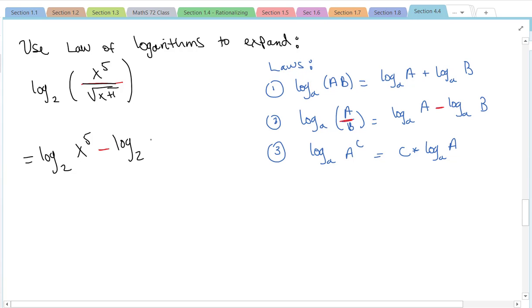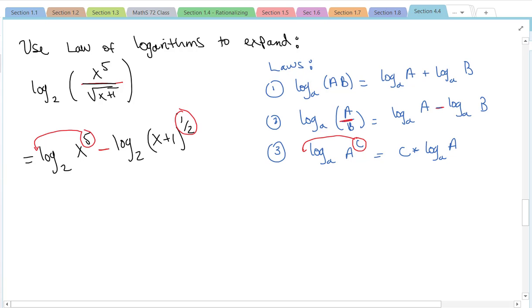And the denominator is the square root of x plus 1, so I'm going to write it as x plus 1 to the 1/2. Any radical, we want to write it with the rational exponent, so that then we can use law number 3, where we can bring the power to the front. So now let's see, I don't see any multiplications or divisions, the only thing I see is powers. So that means I can use number 3, where we bring the power to the front of the logarithm that it belongs to.